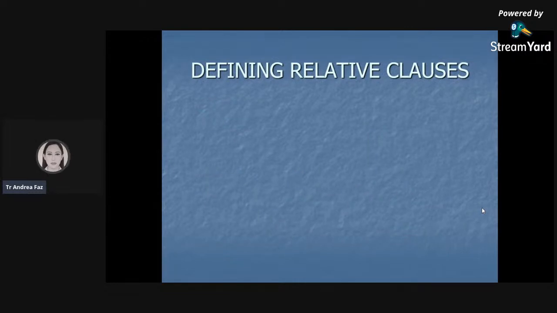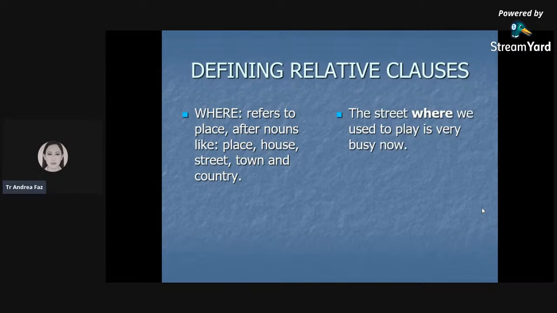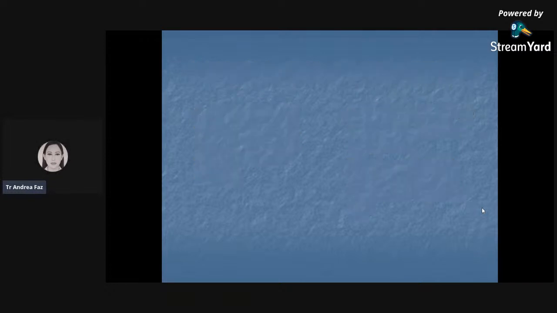Then, the defining relative clauses. Where refers to a place after nouns like place, house, street, town, and country. Then we will continue recapping information. Example: the street where we used to play is very busy now. The street which or the street that we used to play in is very busy now.